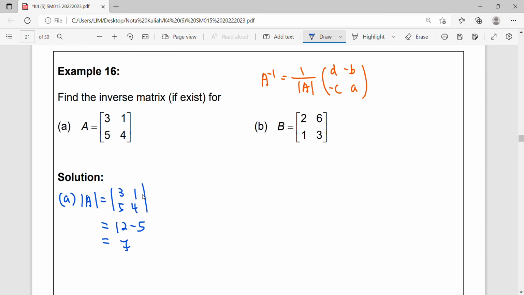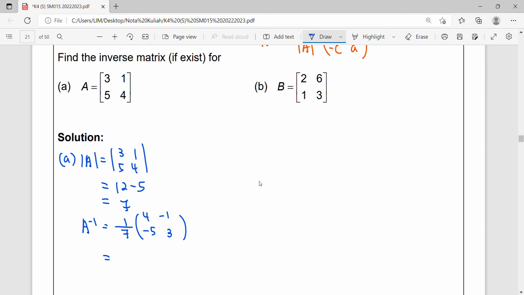So what is the inverse? Inverse matrix will be 1 over determinant. Put in your adjoint matrix. This is your adjoint matrix for 2 by 2. A and D change position. B and C put in negative. So your inverse matrix multiply in. This is 4 over 7. Negative 1 over 7. Negative 5 over 7. 3 over 7.